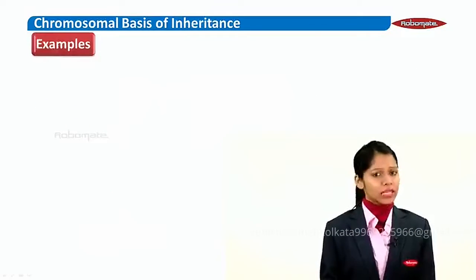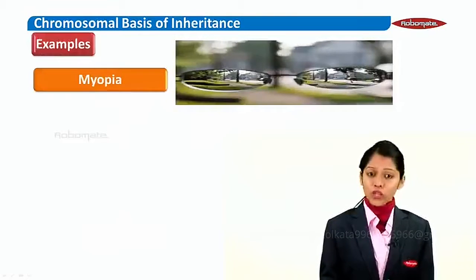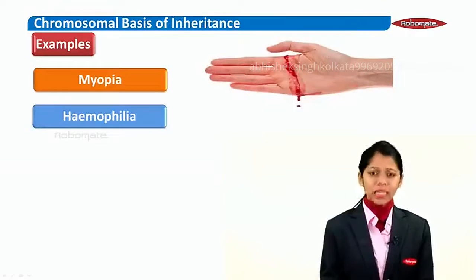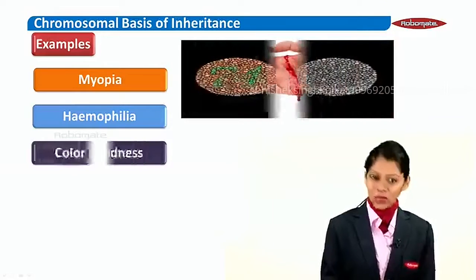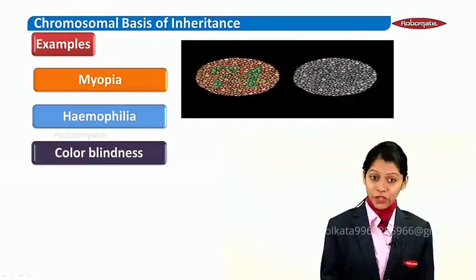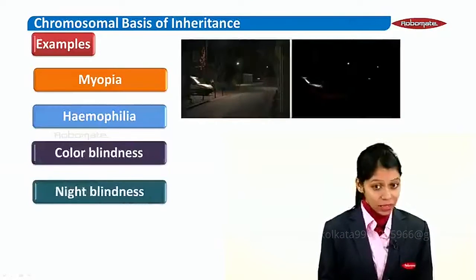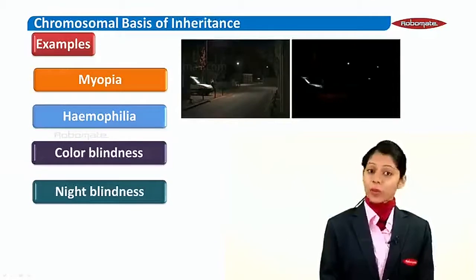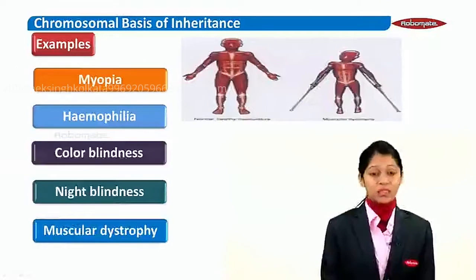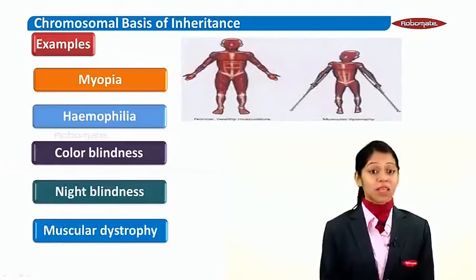Examples of the same are short-sightedness, also known as myopia; a bleeding disorder known as hemophilia; color blindness, where the person cannot differentiate between red and green colors; night blindness, where the person does not have night vision; and the last one, a serious disorder called muscular dystrophy, where the skeletal muscles of the person start degenerating.